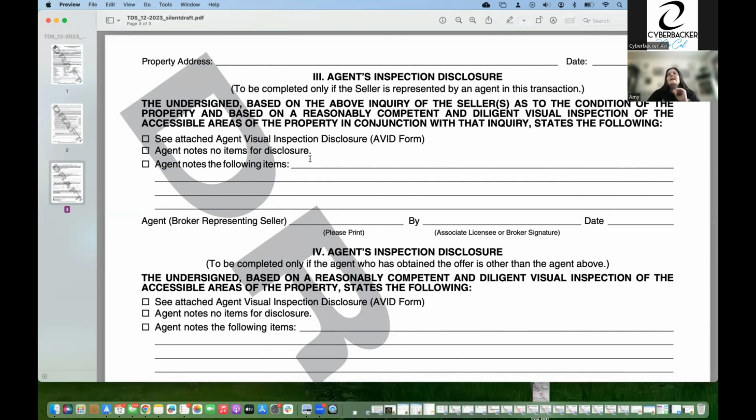But by noting that, it then completes this form, because the AVID is not required as part of the seller disclosures. It's part of our duty as an agent, but it's not part of the actual seller disclosures. So if we check the box there, agent notes nothing at this time.